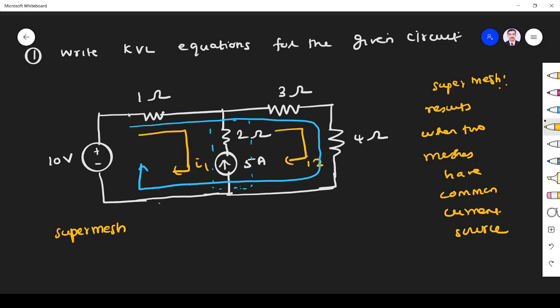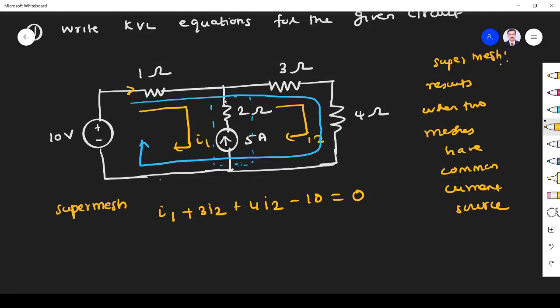So what is the current flowing through this resistor? It is I1, and R is 1, so it is I1. Then the current flowing through this resistor is I2, R is 3, so 3I2. Here the current is I2, R is 4, so 4I2. Here the current enters the negative terminal, so it is minus 10 equals 0. This is the first equation.